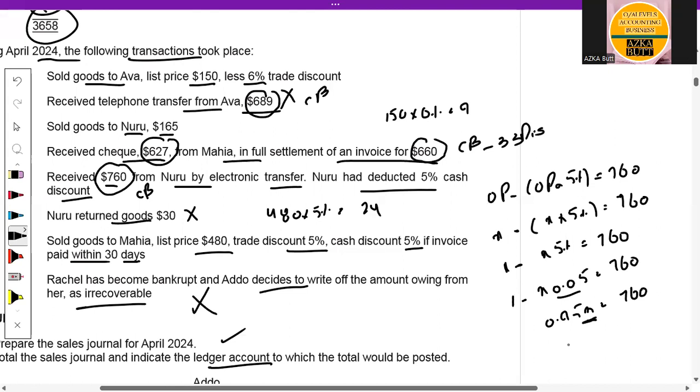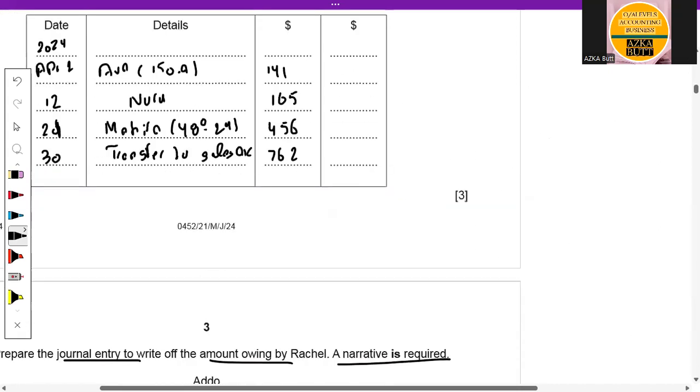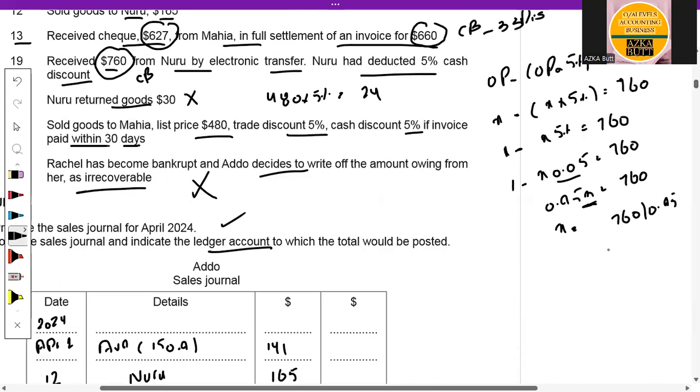Since we need to find the value of x, the original amount, x is equal to 760 divided by 0.95. So x is equal to 760 divided by 0.95. This is 800. So 800 was the original amount, and she paid us 760. So it means that 800 minus 760, the $40, was the discount.